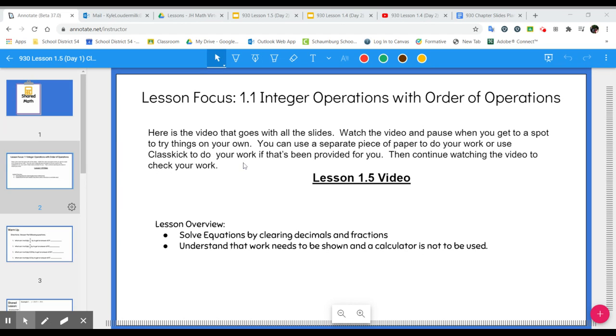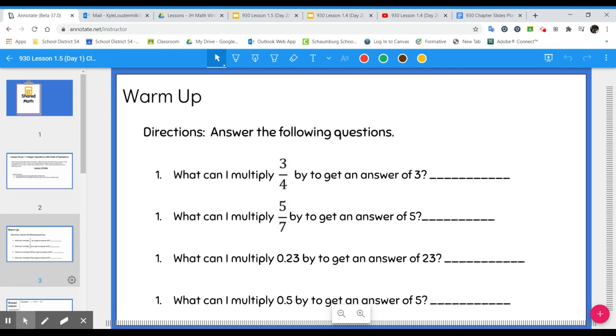Lesson 1.5. In this lesson, we're going to be solving equations by clearing decimals and fractions. It's a little trick that we'll do. You'll find it to be very beneficial when you have fractions, specifically when you're trying to distribute fractions or if you're trying to deal with fractions with multiple different denominators. This is definitely a skill that will save you a lot of time. I know that fractions can be troublesome, they can be time consuming, but this is going to be a nice trick to use that's going to be very beneficial for you.